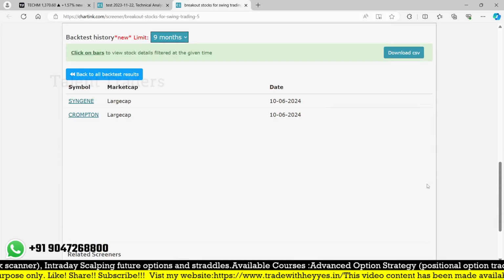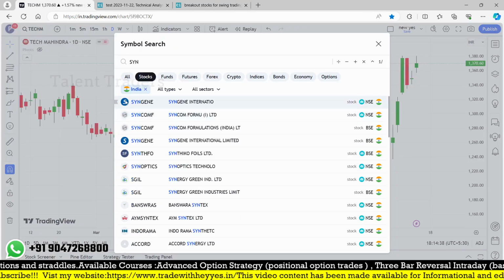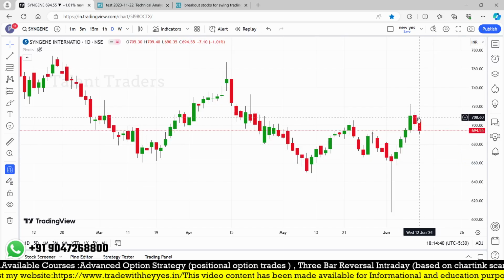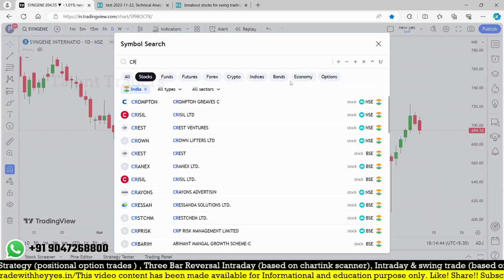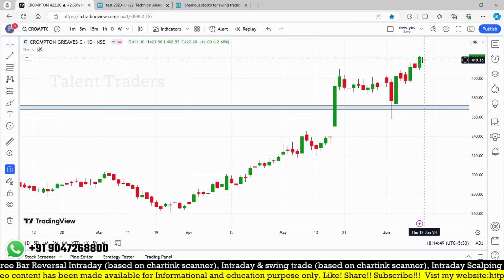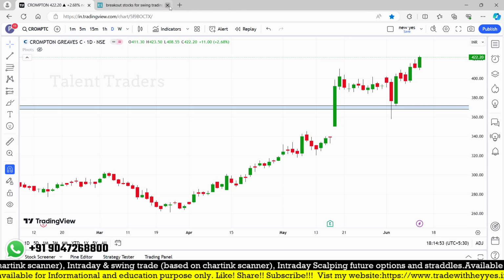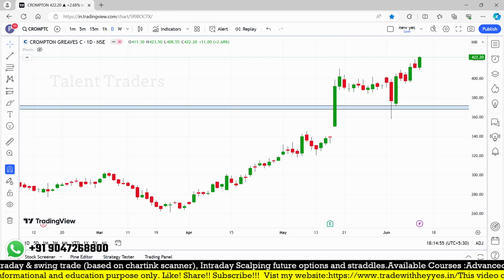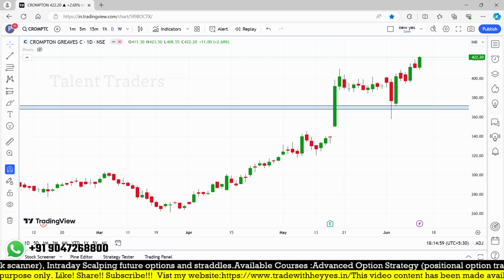So the recent stocks which we found are Syngene and Crompton. Syngene yesterday, okay, and I can look for Crompton. It gave the breakout above, so maybe we are waiting for an opportunity. For backtest purposes we will be using the previous ones. These are my swing scanners, almost 5 different swing opportunity scanners available in my premium group.